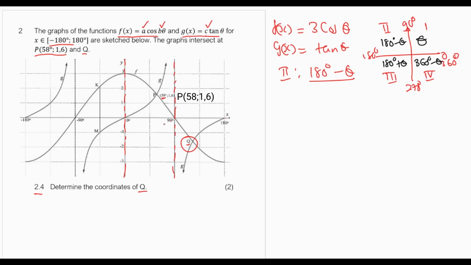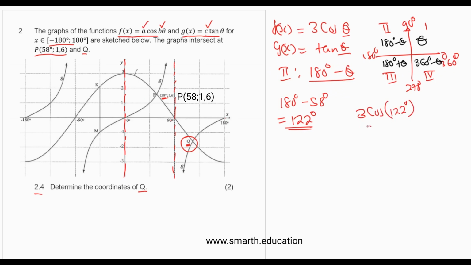So now it means in the second quadrant, the x-coordinate of Q is going to be 180 degrees minus 58 degrees. Okay, and then what do we get? 122 degrees. Then how can you find the y-coordinate? You can substitute into this. You can find your 3 cos 122 degrees, or you can find your tan 122 degrees.